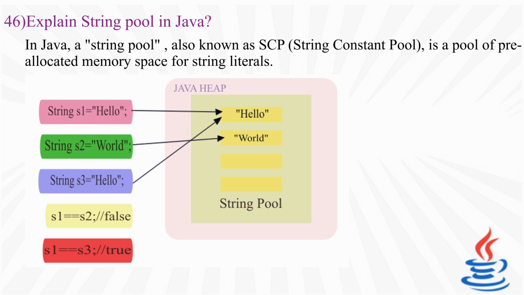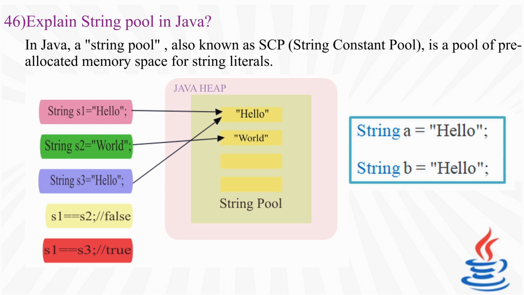And if the string object is available, then the reference to the string object from the string pool is returned. Otherwise, the new string object is added to the string pool and the respective reference will be returned. This can help reduce memory usage and improve performance. For example, consider the following code snippet. In this code, two string variables a and b are created with the same string literal hello.